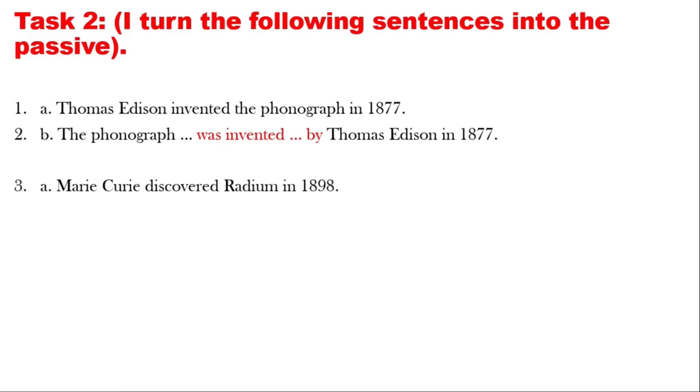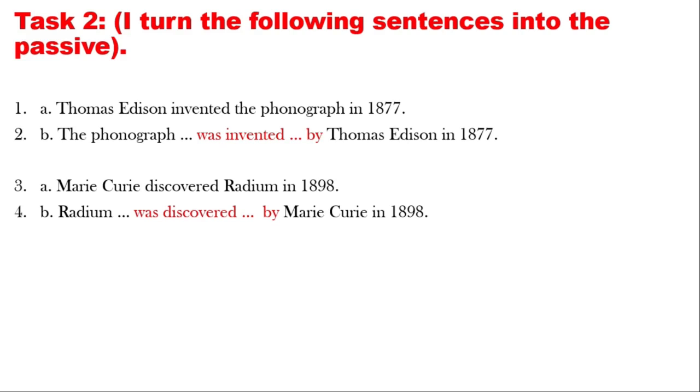Marie Curie discovered radium in 1898. So we have the noun Marie Curie, or the doer of the verb, let's say, and the verb discovered in the past simple, it's a regular verb, and the direct object radium in 1898. Now let's check the correct answer. Radium was discovered by Marie Curie in 1898.